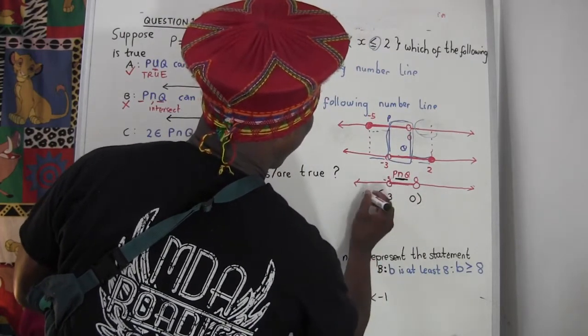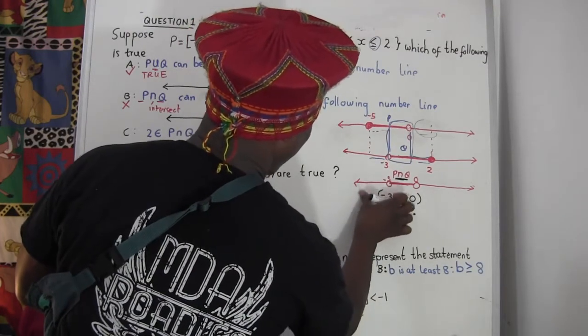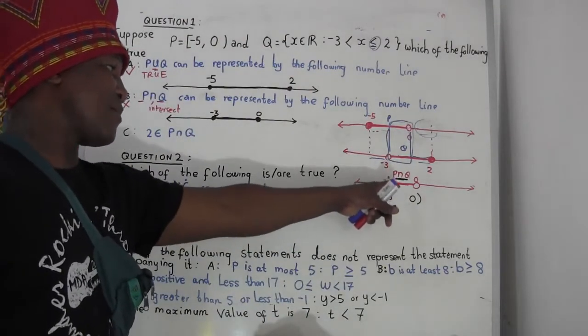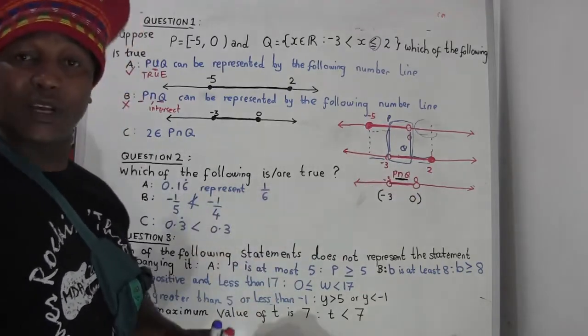If so, we say these are elements of X. No, we don't know it's X or Y. So we say all elements of P intersection Q start from -3, but excluding, all the way to 3, excluding. You know what I'm saying?